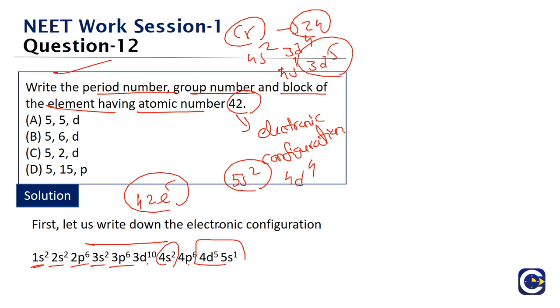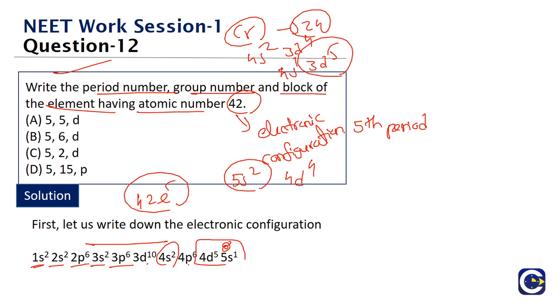Okay. Now we have to answer the question. So what is the question here? We have to find the period number. What is the period number? The outermost orbit. What is the outermost orbit here? Fifth orbit, right? So the period number is the fifth period.